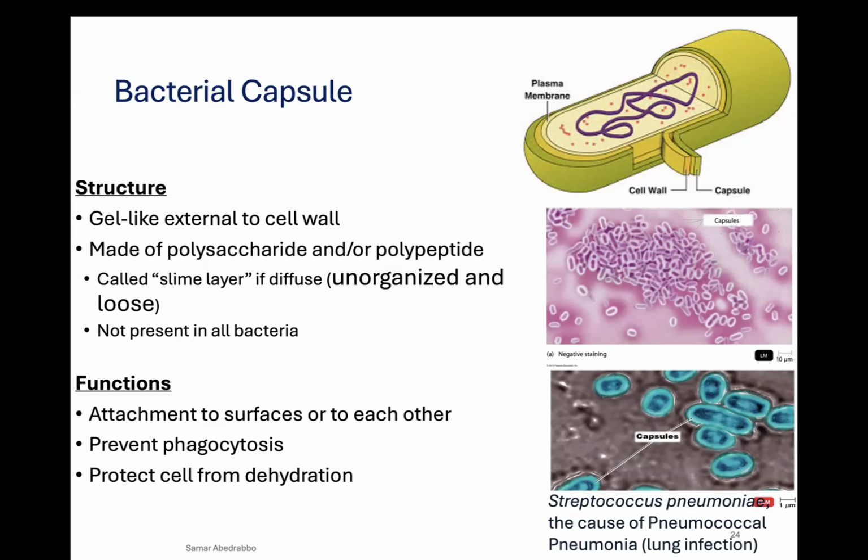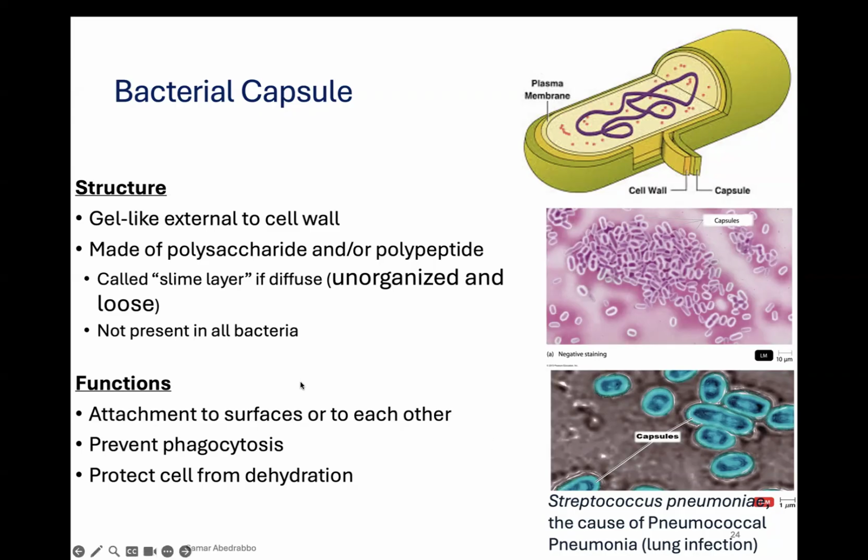So, for example, there's a bacterium called Streptococcus pneumoniae, and it's a common cause of pneumonia. So, this causes a type of pneumonia that's hard to treat because the capsule prevents your own immune system from recognizing and attacking the bacteria. So, medically, bacterial capsules are so important in infection because they make infections much worse.